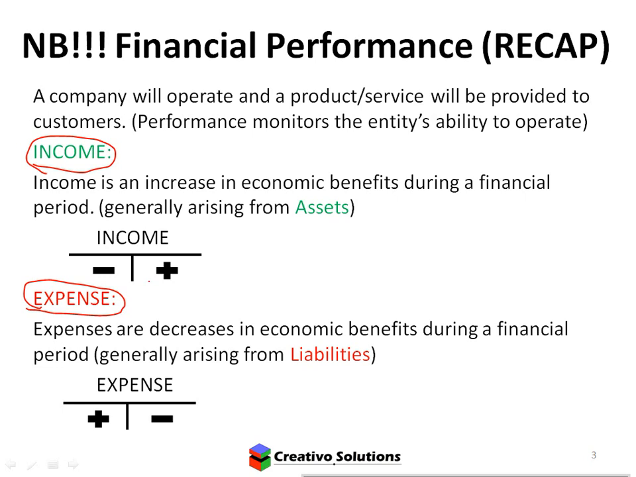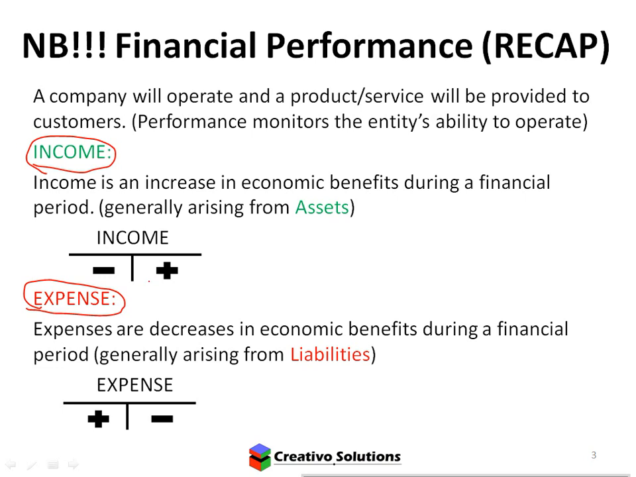What other expenses did you guys find? Stationery, good. Stationery is an expense because stationery is an outflow of benefit. When you use the pen, you lose it. When you use the paper, you lose it. So there's a decrease in benefit. Good example. What differentiates an asset from an expense?